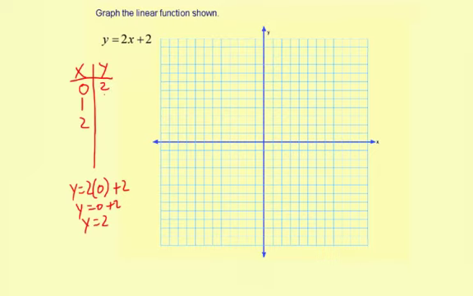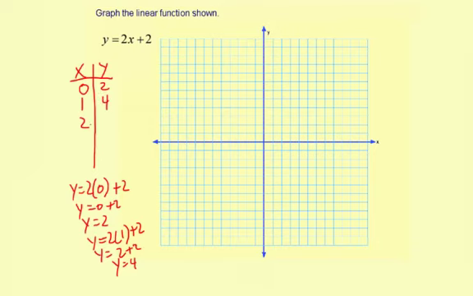Next input is a 1, so I'm going to do y equals 2 times 1 plus 2. So y equals, and 2 times 1 is 2, plus 2, y equals 4. So input of 1, output of 4.